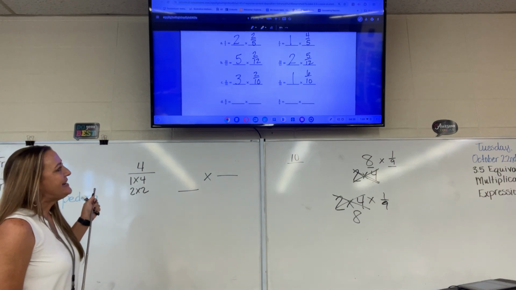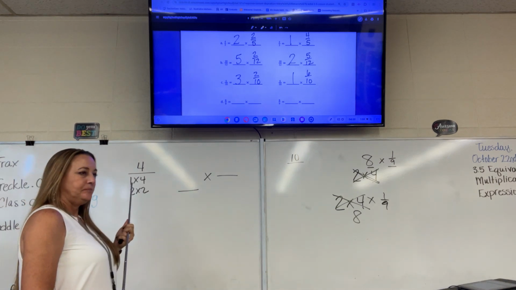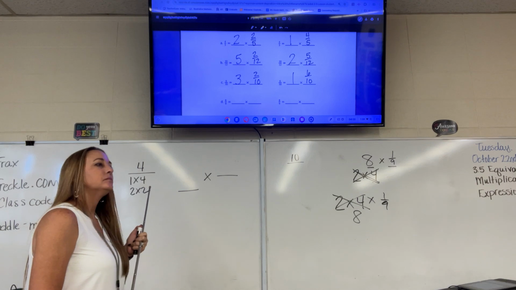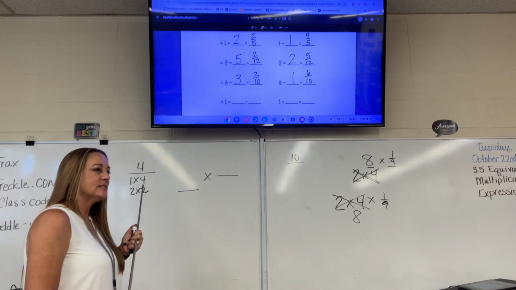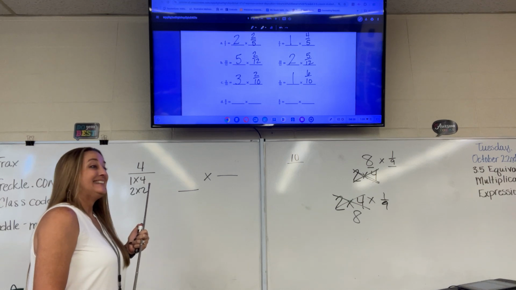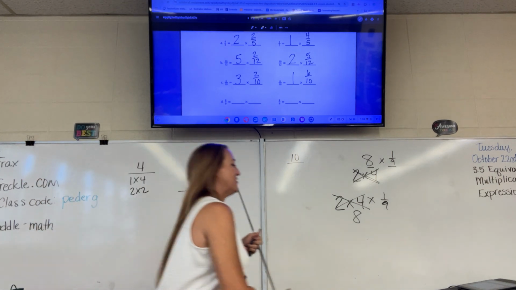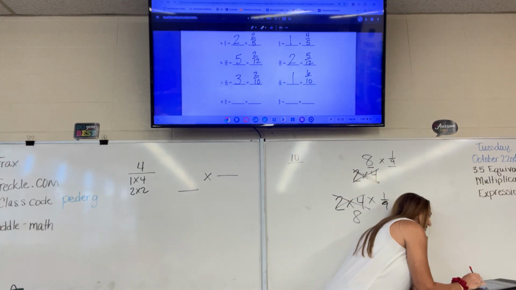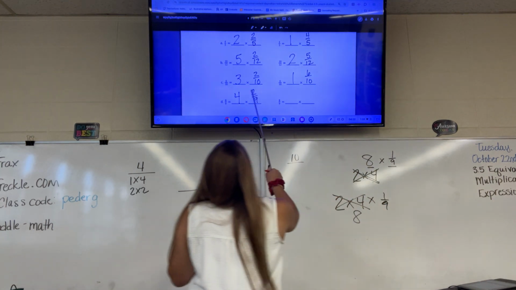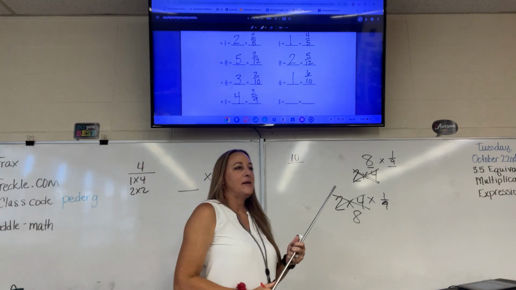Now we've got 8/9. Ty, give me one for 8/9. 4 times how many? 2, 8. Nope, denominator. 2/9. Yes, you got it. Very good. 4 times 2/9. So see, 4 times 2 is 8, and then the 9 stays the same.